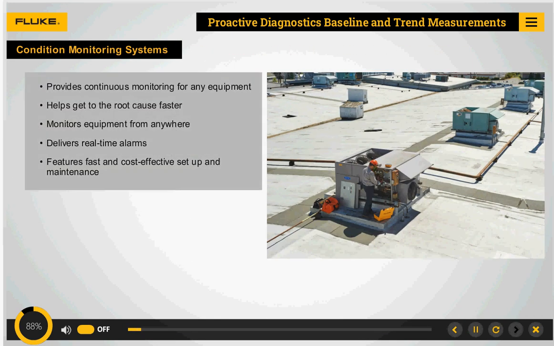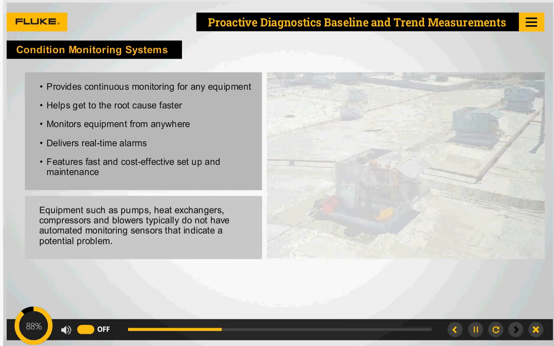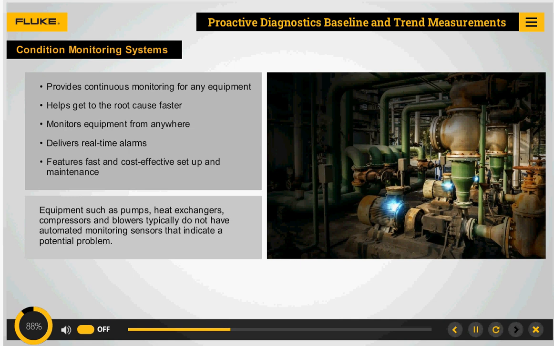Monitoring plant equipment is crucial to avoiding costly downtime, but it is often too expensive, impractical, or complicated to capture performance data from all critical assets. In many cases, critical assets have built-in sensors that provide early indications of problems that need to be addressed. But what about pumps, heat exchangers, compressors, and blowers? Assets that are also important to your operation, but don't have automated monitoring sensors to indicate a potential problem.